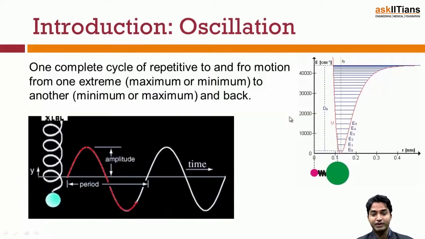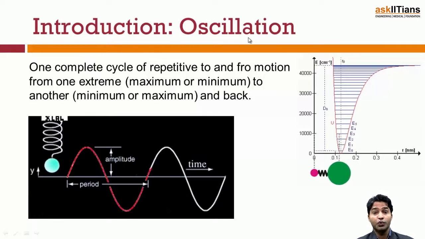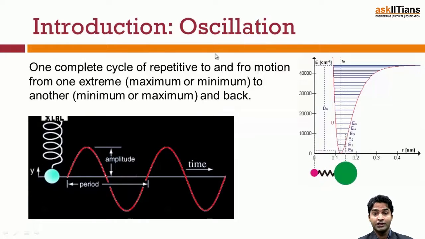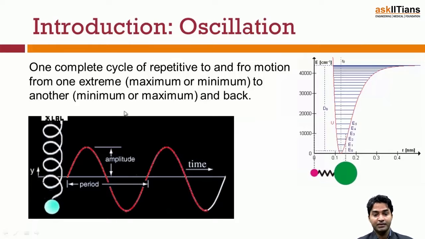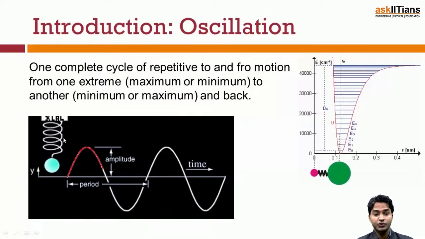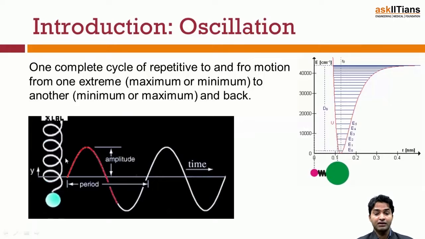In this way, we will switch to the next slide. In the next slides, we are getting the introduction to oscillation. What do we mean by oscillation? To and fro. One complete cycle of repetitive to and fro motion from one extreme maximum to minimum or minimum to maximum. Like that we can say. Means we can say there is a spring that executes to and fro motion.